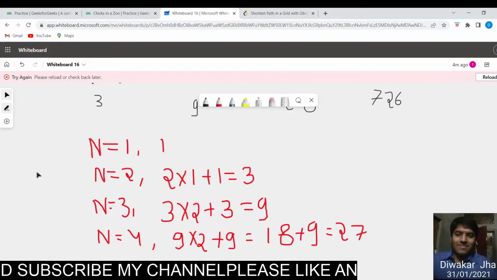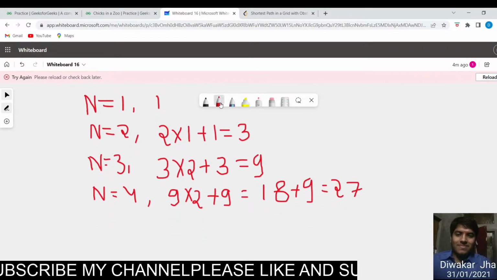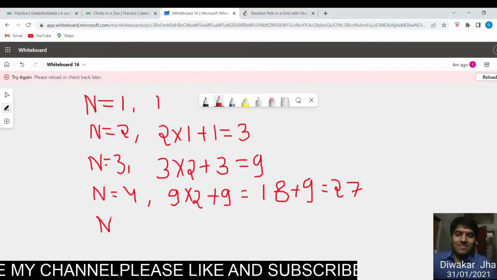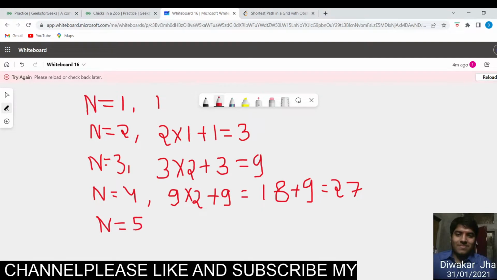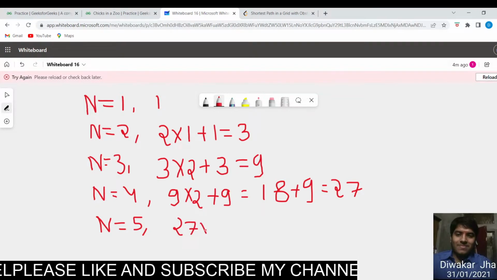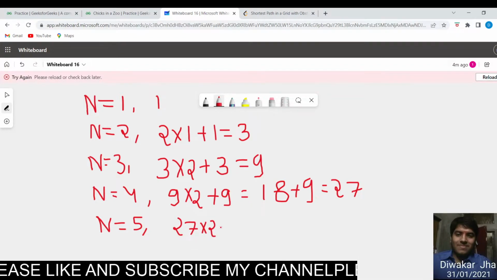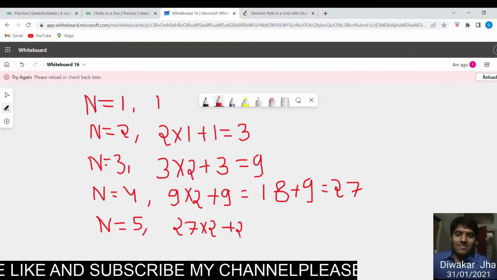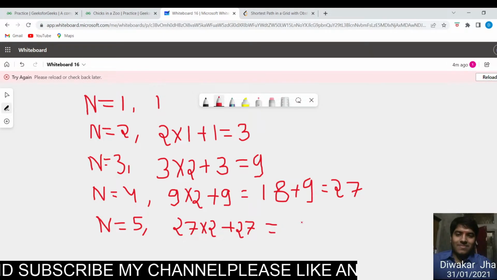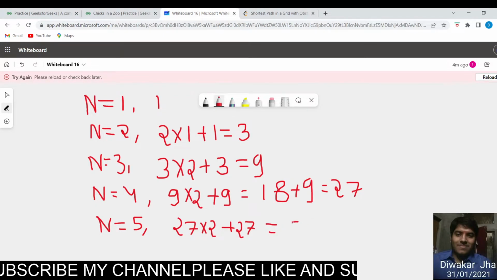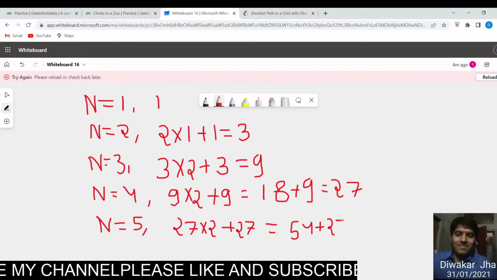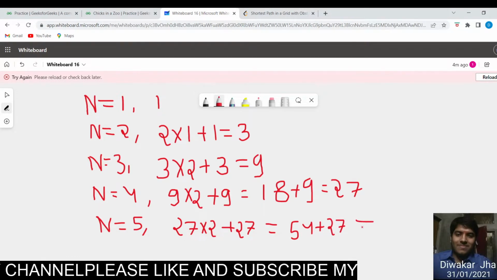On day 5, we have 27 multiplied by 2 plus 27. I hope you all understood how it is being calculated. So 27 into 2 is 54, plus 27, that is 81.